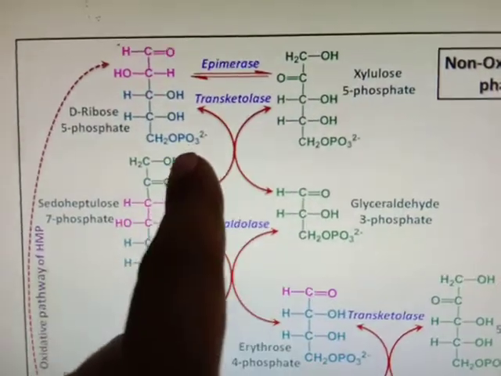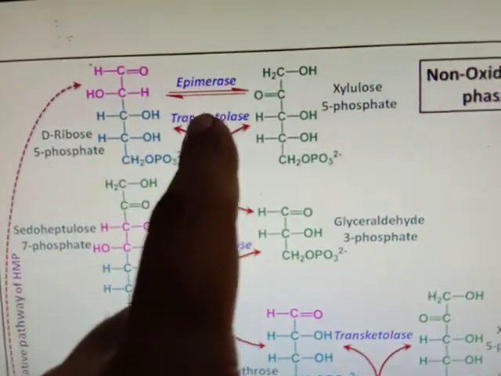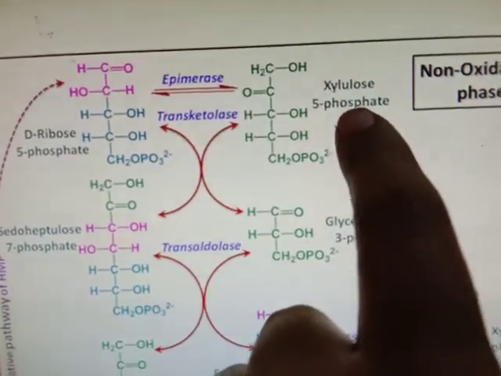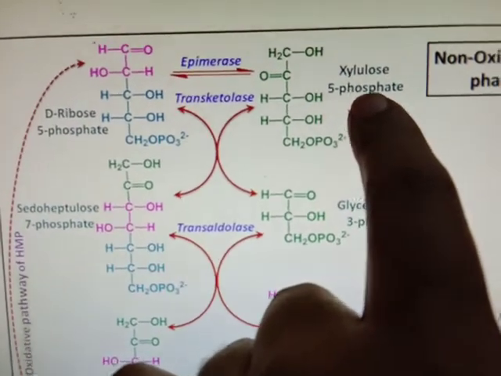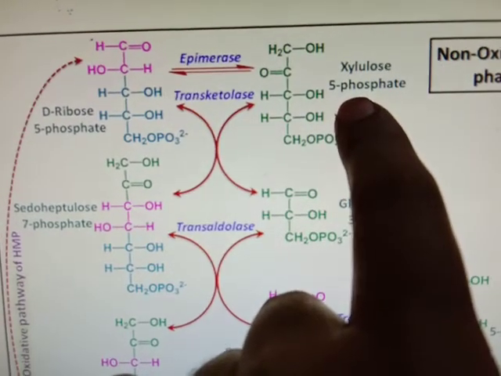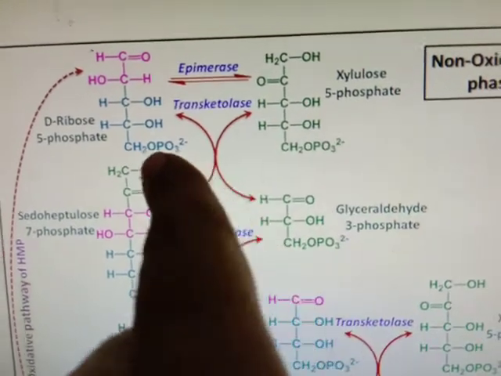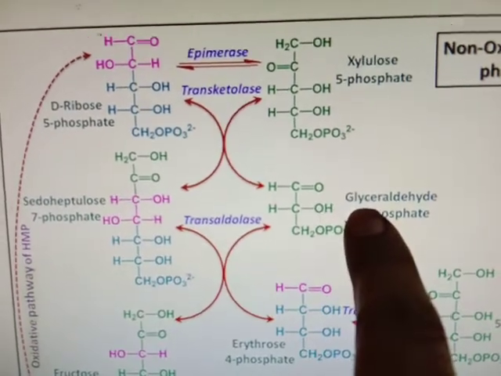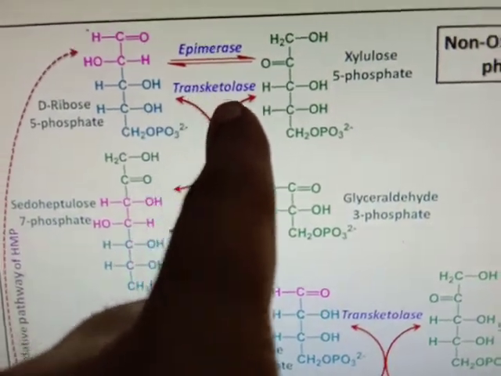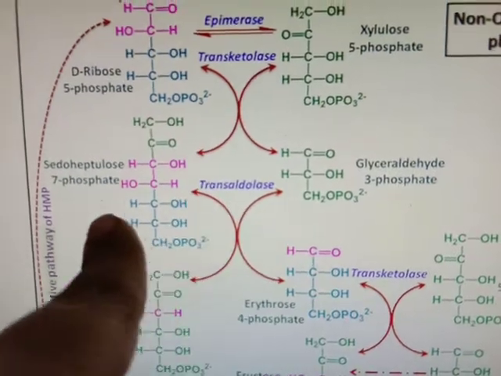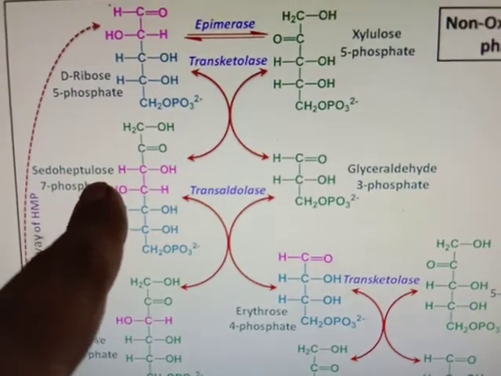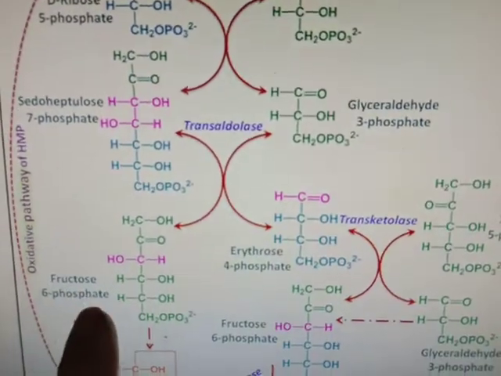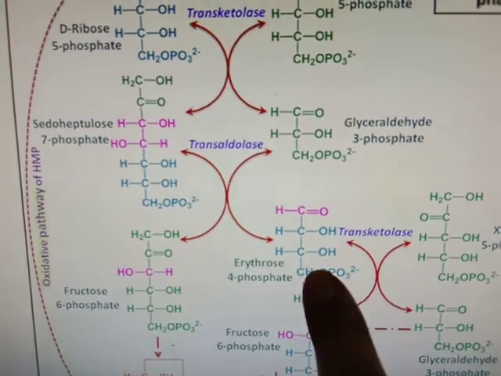First, from ribulose 5-phosphate, by isomerase enzyme we will get ribose 5-phosphate, and by epimerase enzyme we will get xylulose 5-phosphate. Then 2 carbons from xylulose 5-phosphate will be transferred to ribose 5-phosphate to form sedoheptulose 7-phosphate and glyceraldehyde 3-phosphate. This reaction is catalyzed by transketolase. Then 3 carbons from sedoheptulose will be transferred to glyceraldehyde 3-phosphate by the enzyme transaldolase. It will form fructose 6-phosphate and erythrose 4-phosphate.